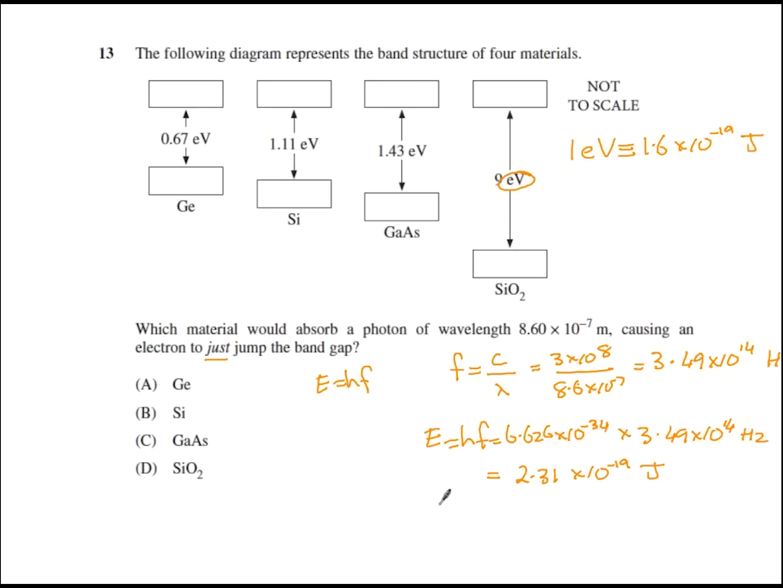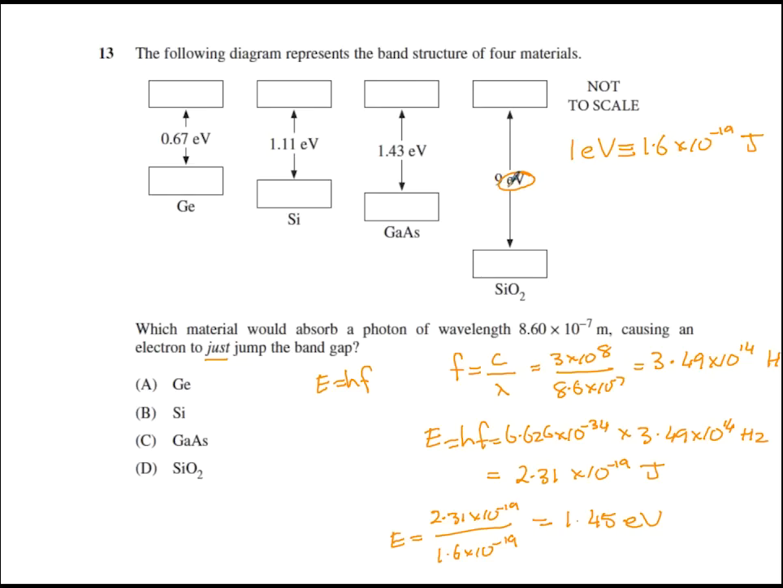But the band energies are in electron volts, so we have to convert that. What we now do is we divide this energy, 2.31 by 10 to the -19, by the energy equivalence, which is 1.6 by 10 to the power of -19. And so as a result, you get an answer of 1.45 electron volts. Okay, now that means it can jump that gap, because this is a 1.43. So it can just jump that one.